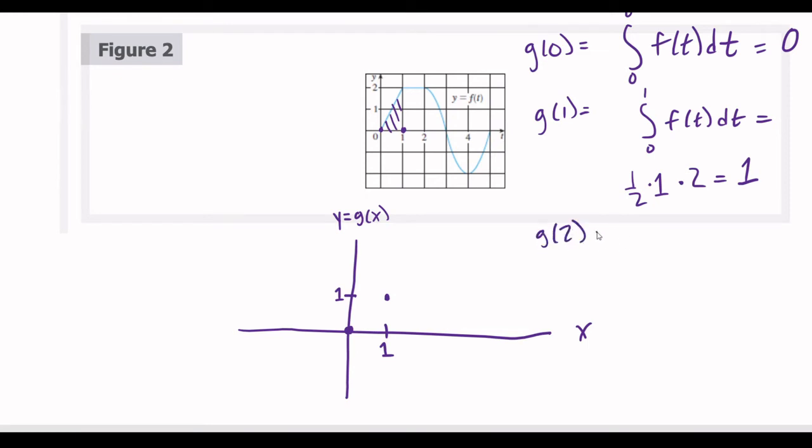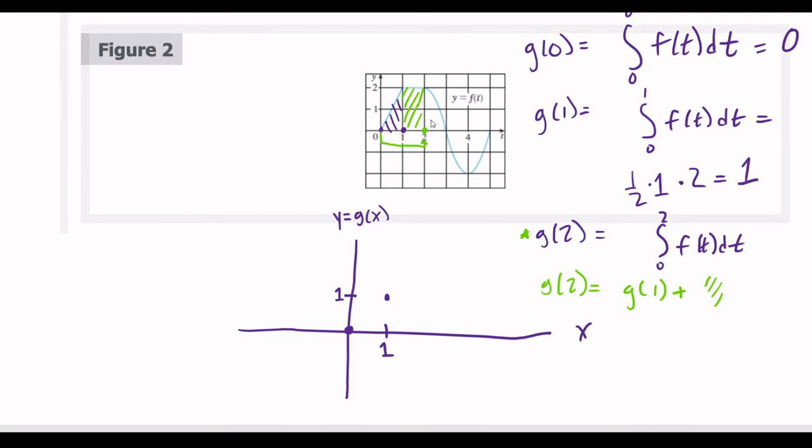All right, g of 2. Again, the integral from 0 to 2 of f of t dt. So I want the area from 0 to 2. That means I get the purple plus this new stuff, the new area plus what I've already done, because it's 0 to 2. One really nice way to do this is to think about it this way: g of 2 is really g of 1 plus this extra green. Let me write that out. g of 2 is equal to g of 1 plus this extra green shaded region in the picture.